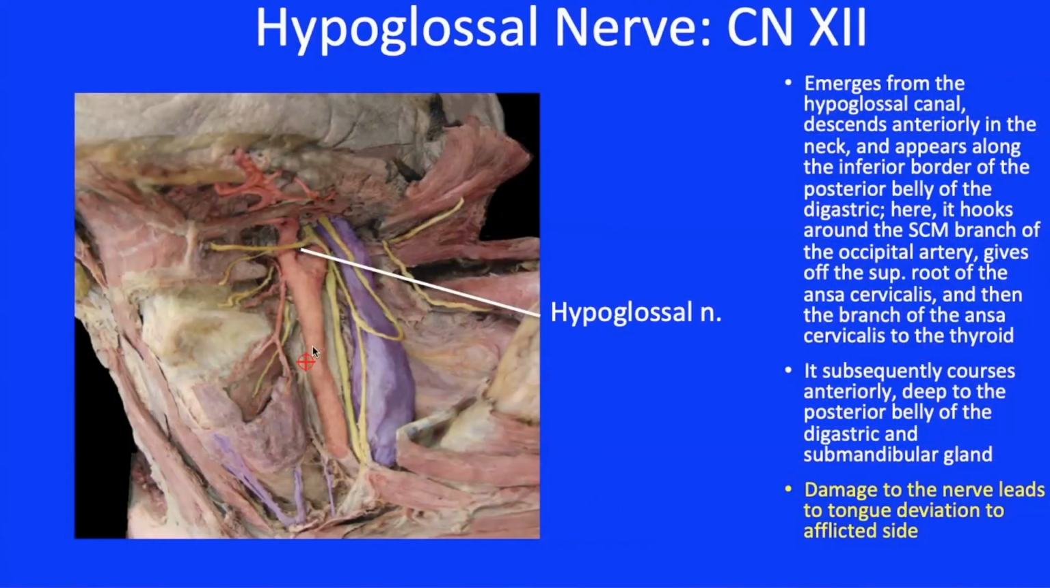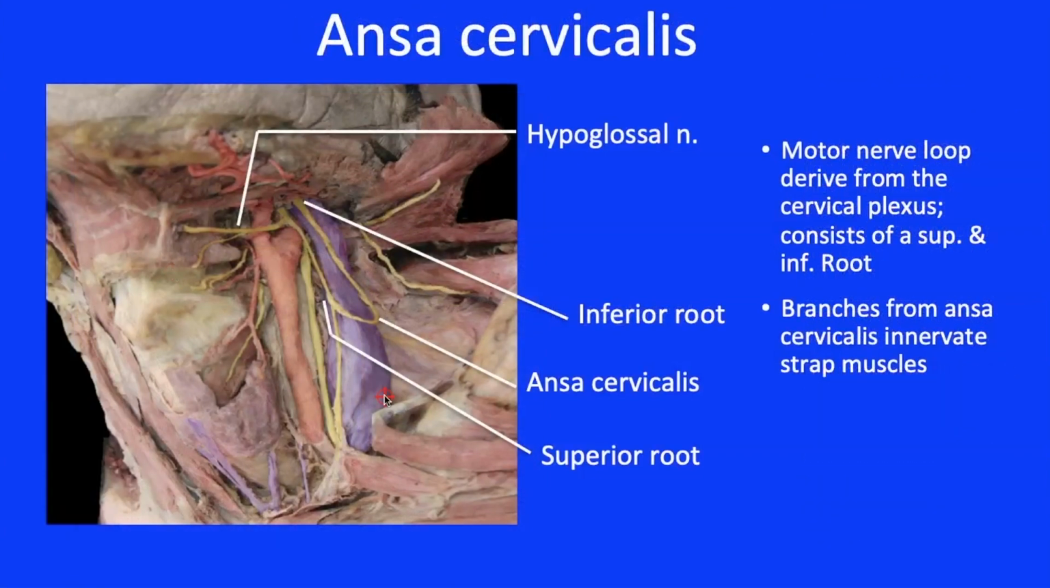The next nerve is the hypoglossal nerve, cranial nerve 12. This nerve emerges from its own foramen from the cranium and travels to the tongue, where it will be motor to all the intrinsic and extrinsic muscles of the tongue except one. Details to follow. The ansa cervicalis we encountered before, and it's the part of the cervical plexus that innervates 3 of the strap muscles. Ansa simply means loop.